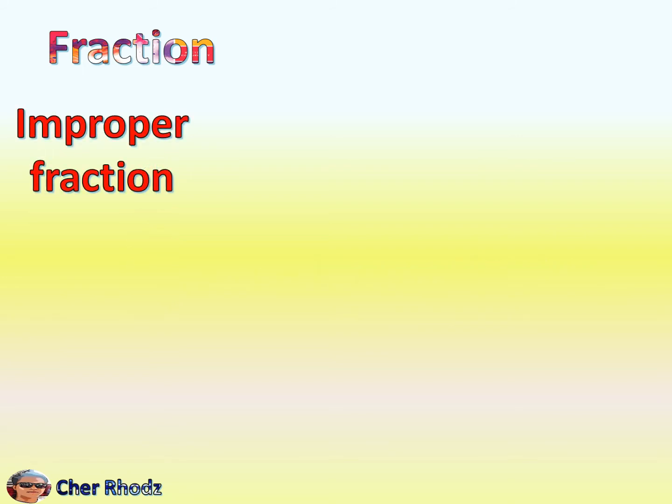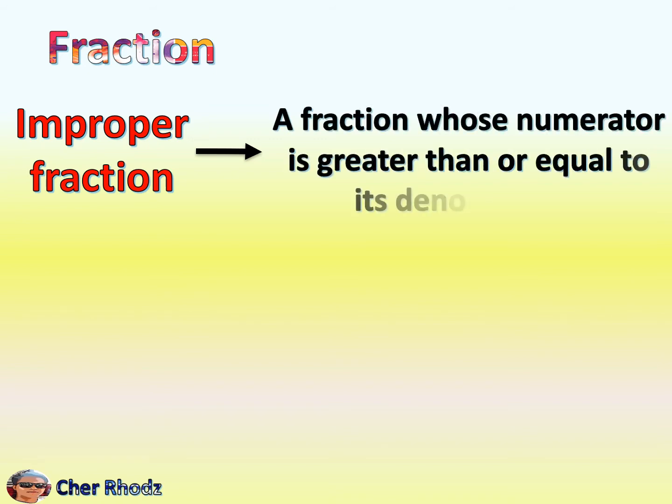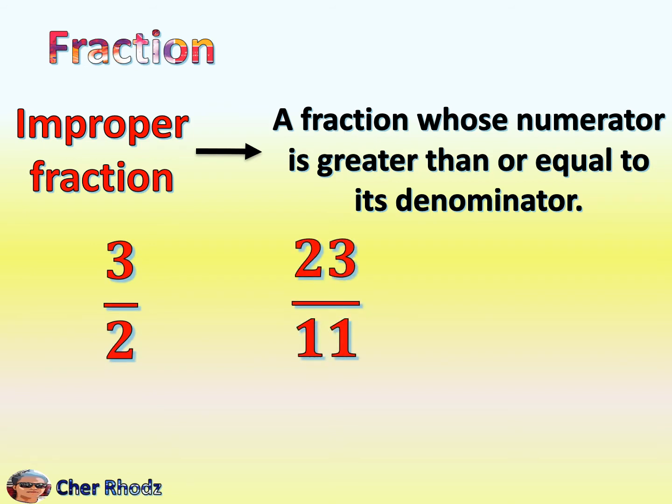We also have what we call improper fraction. When we say improper fraction, it is a fraction whose numerator is greater than or equal to its denominator. Example of which are 3/2, 23/11, 12/3.